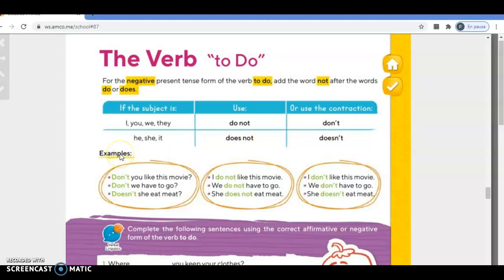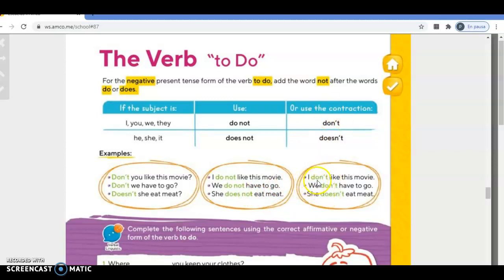Okay, examples. Don't you like this movie? Don't we have to go? Doesn't she eat meat? Okay, I do not like this movie. We do not have to go. She does not eat meat. Okay. Using contraction. En contracción.